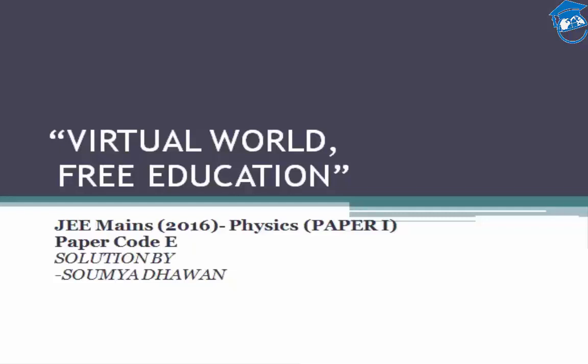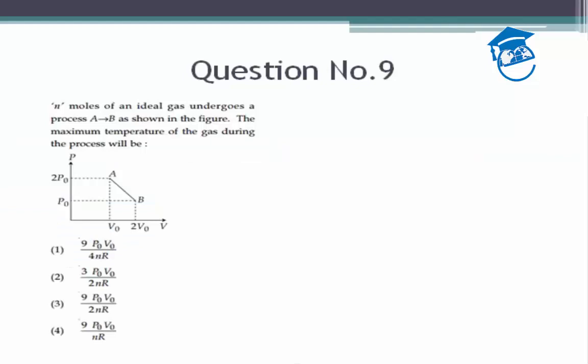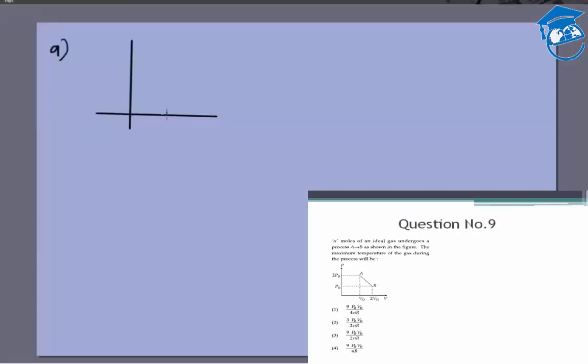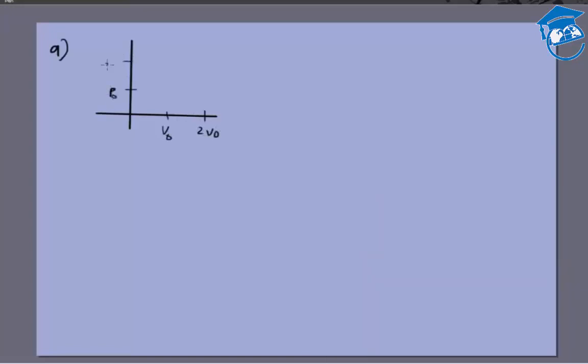In this video, we'll discuss solutions to the 2016 JEE Mains Physics question paper. The next one, question 9. This is V0, this is 2V0, this is P0, 2P0, A and P. And we need the maximum temperature of the gas during the process.